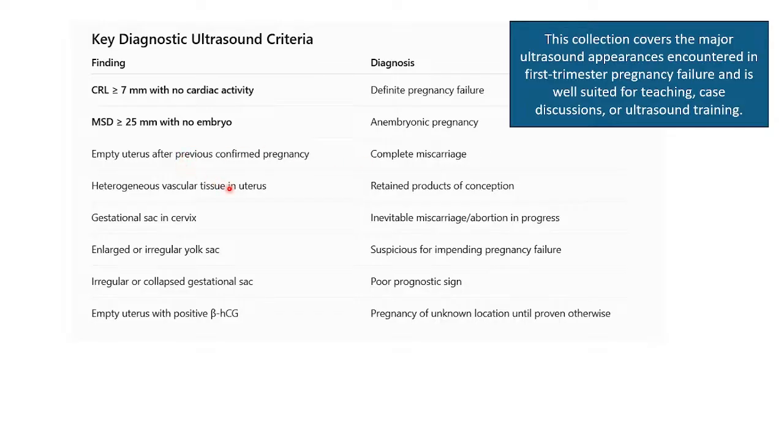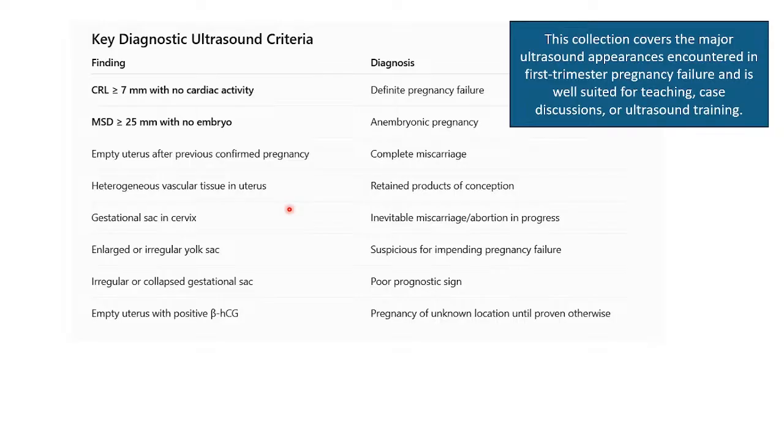So the empty uterus after previous confirmed pregnancy, that's a complete miscarriage. Then the heterogeneous vascular tissue in the uterus, that is a sign of retained products of conception, RPOC.